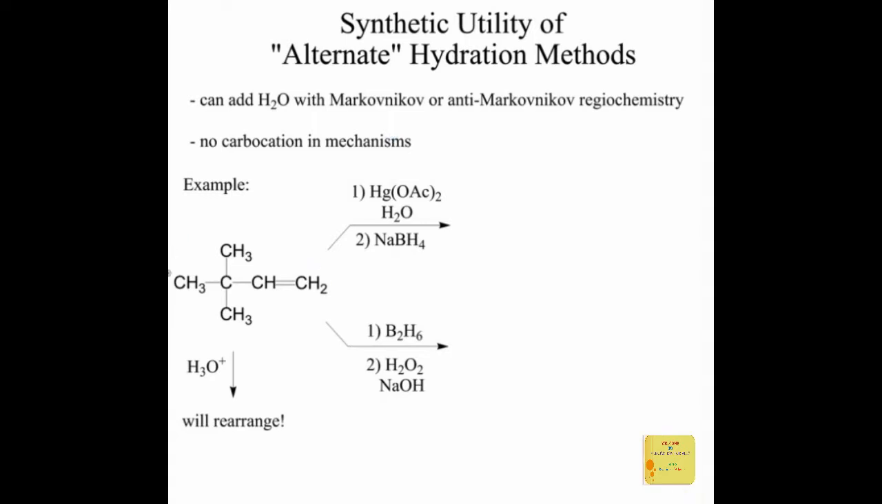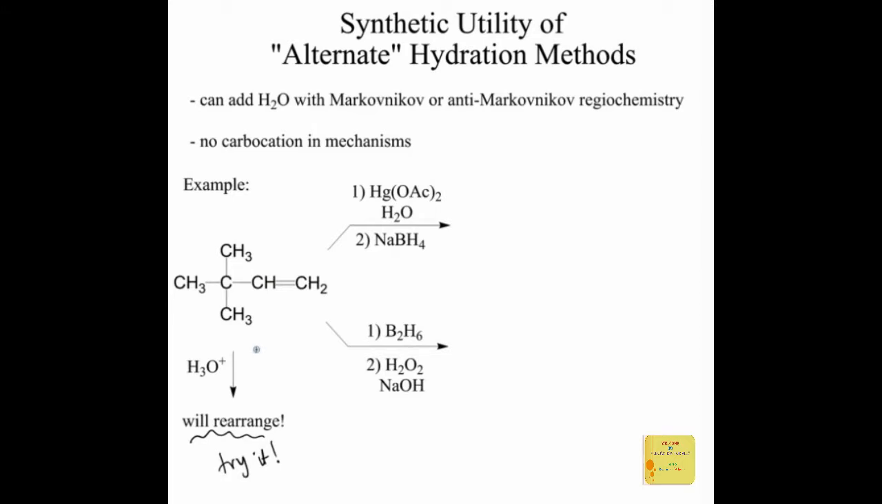So here's a perfect example. If we wanted to hydrate this alkene, and we just used plain old H3O+, you would not get the alcohol that you would normally expect, because it will rearrange. Try this. Try protonating, looking at the carbocation and see how it could rearrange. What we have is all these methyl groups over here, right next to where you'd have the carbocation. One of those methyl groups is going to shift over to give a more stable carbocation.